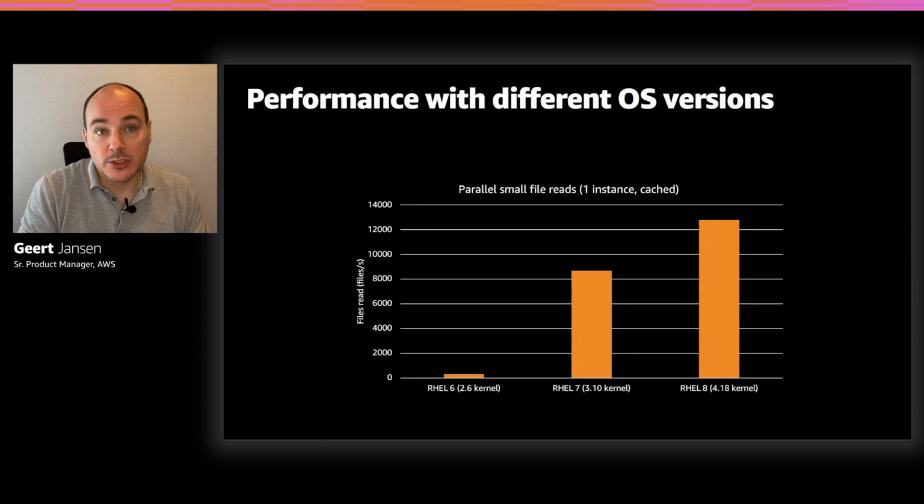Okay, and just to illustrate that point, I used a particular benchmark, in this case a parallel small file read. So it's a large number of small files, and the benchmark uses multiple threads to read as many of those as it can. And then I plotted the performance of that for different operating system versions. RHEL 6, which was an older version released in 2010, has a performance of about 300 files per second. RHEL 7, which was launched in 2014, has already over 8,000 files per second on this benchmark, while RHEL 8, which was launched in 2019, can support over 12,000 files per second on this benchmark.